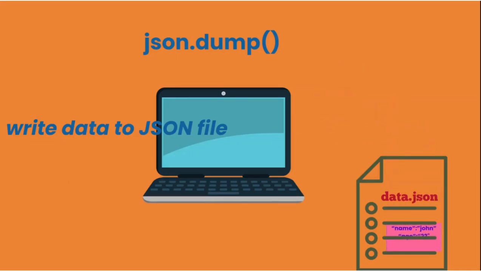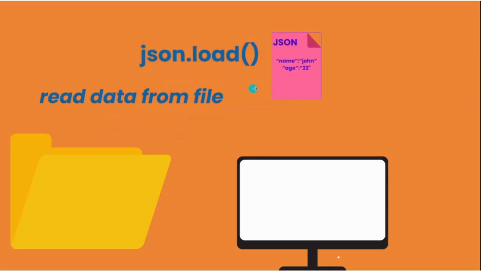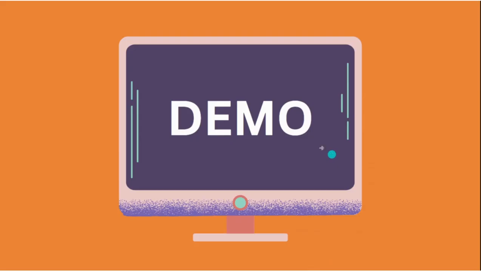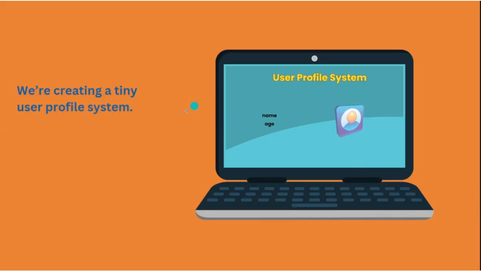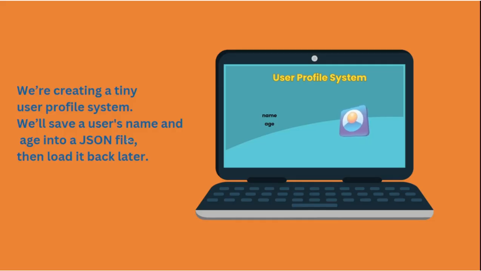So in Python we have two functions to read and write JSON files. json.dump is used to write data to the JSON file. json.load is used to load data from the file into Python. Now let's go to the demo part and see how we can use it. In the demo, we are going to create a tiny user profile system where we will save a user's name and age into a JSON file, and next time when we run it, it will be read back.